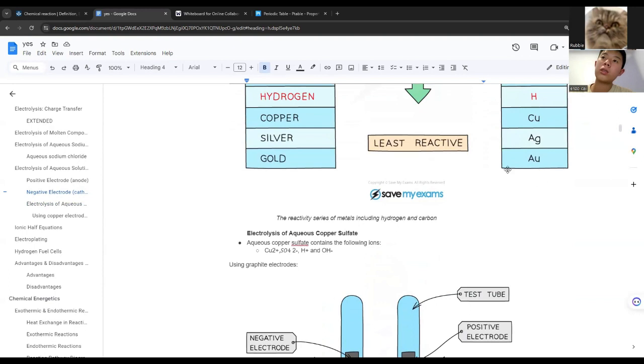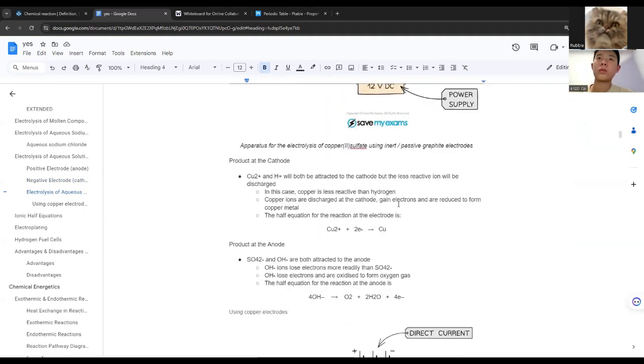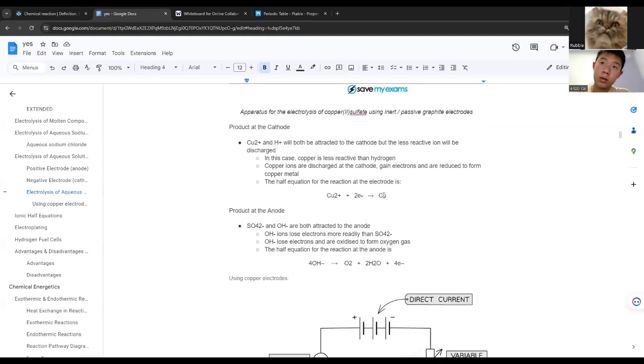Anything below hydrogen will be formed at the cathode. If it's above, hydrogen will be discharged. In this case, copper is less reactive than hydrogen in the reactivity series, and therefore copper ions are discharged at the cathode, gaining electrons and are reduced to form copper metal. The equation for the reaction is this one: Cu2+ + 2e-, forming copper metal.